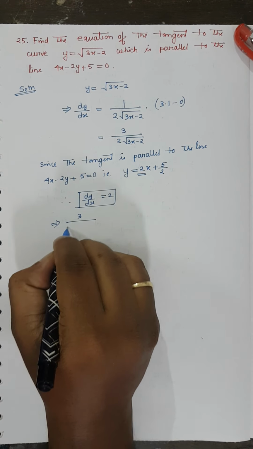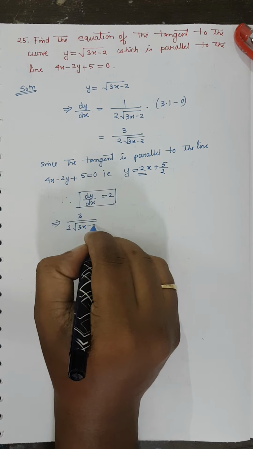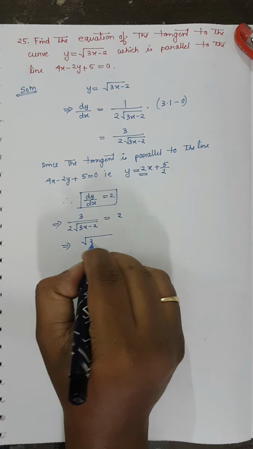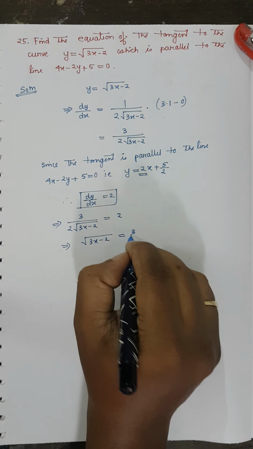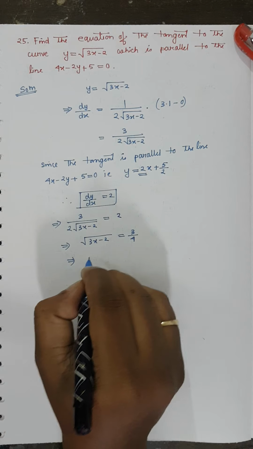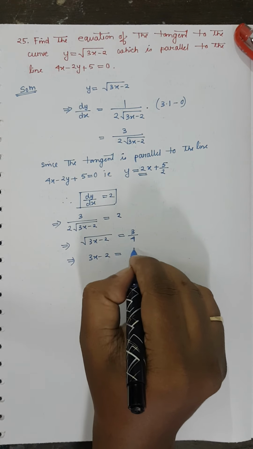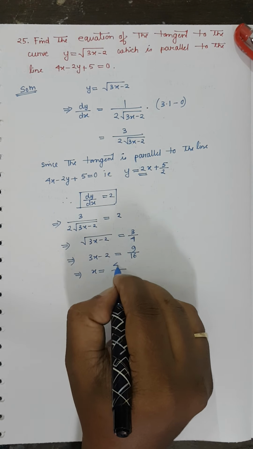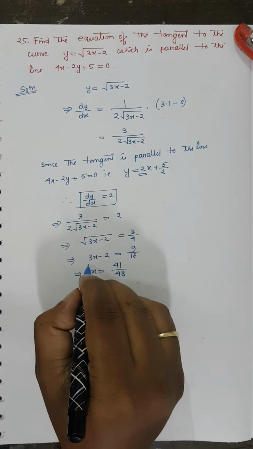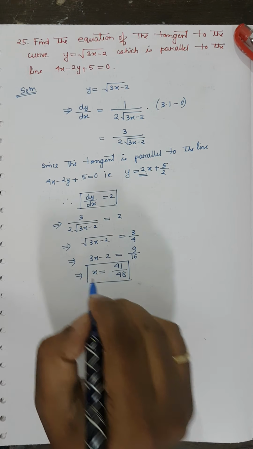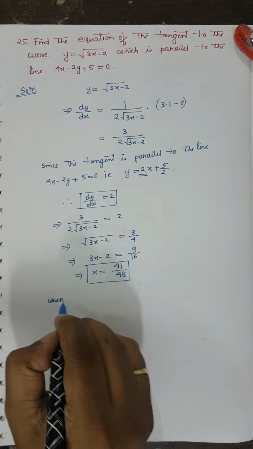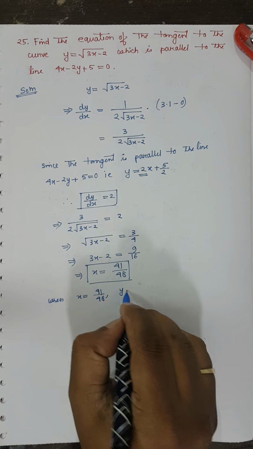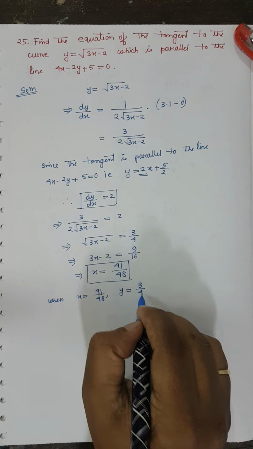Therefore 3/(2√(3x − 2)) = 2. Hence √(3x − 2) = 3/4. The value of 3x − 2 is 9/16. Hence x will be equal to 41/48. This is the value of x. When x is equal to 41/48, the corresponding y will be equal to 3/4.